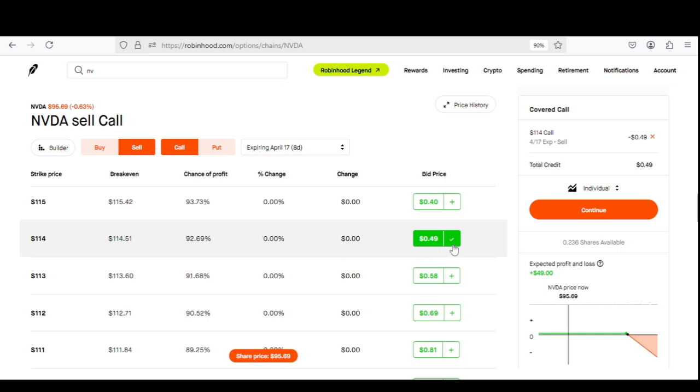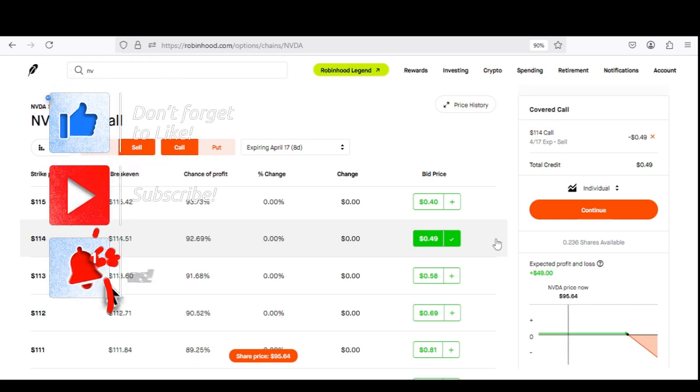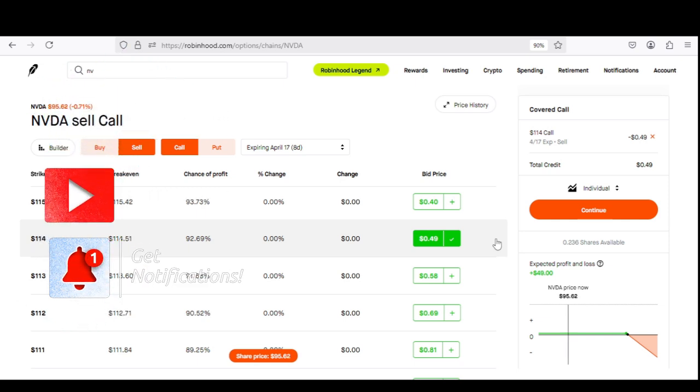The amount you're going to be paid is going to be 0.49 here, or once again, that's going to be $49 because you multiply this by 100 shares. So while you wait for your long call to appreciate in value, there is nothing wrong with making some extra income. Remember, do not get greedy. Always make sure to stick to a very high chance of profitability.